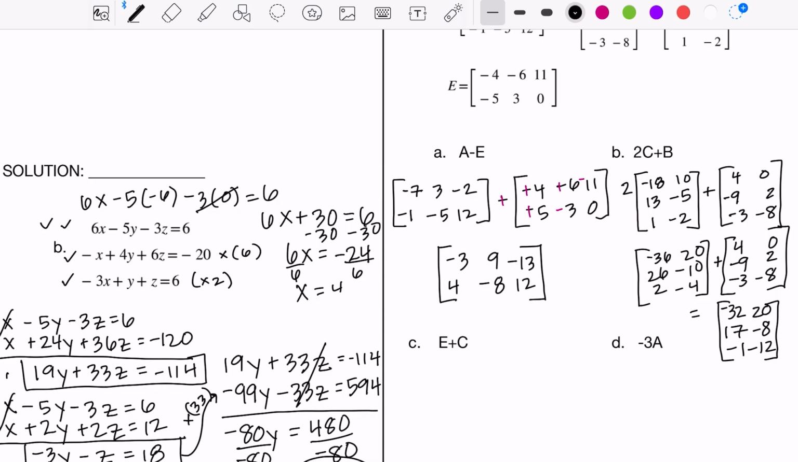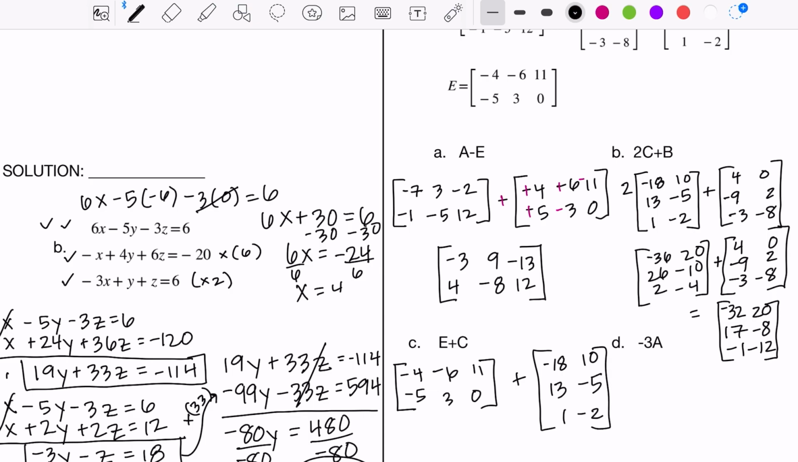And then you go to do E plus C. And right away you start to get right there. And you notice that when you're adding, they have to have the same dimensions. So then you just know this is not possible. And then -3 times A. Again, you're just setting it up and then doing the math, defending your work and your answer with work.